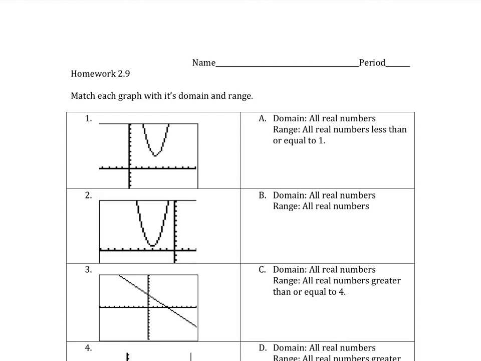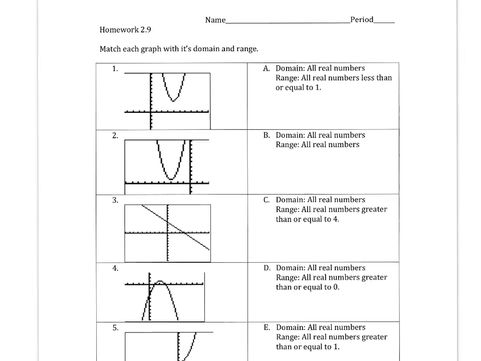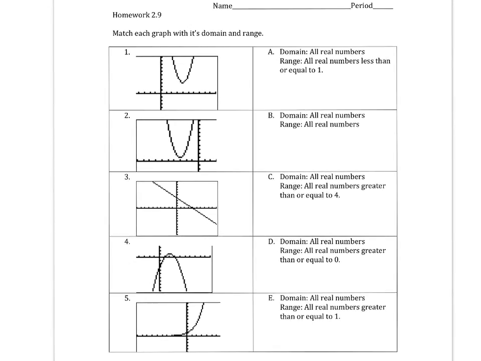Alright, we need to match each graph with its domain and range. So, here we go. Number one is a parabola, which means it goes left and right forever, so the domain should be all real numbers, but all of those answer choices have that, so that's not really going to help. So we need to look at the range. This graph has a lowest value that appears to be 3 or 4 somewhere in there, and if you look, that's kind of what we have right here. All real numbers greater than or equal to 4, so I feel like that matches up okay, at least temporarily.